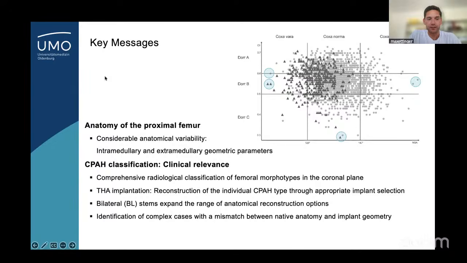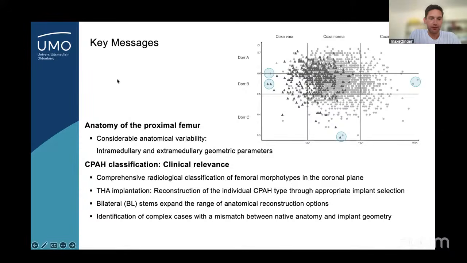And really important is that we have intramedullary and extramedullary geometric parameters that we have to keep in mind. And CPAH is basically the first classification system that includes all three parameters that are important for the proximal femur. The clinical relevance is that we have a comprehensive radiologic classification system of the femur in the coronal plane, of course, that's the big limitation. And for total hip arthroplasty, the reconstruction of the individual CPAH type through appropriate implant selection is really important.